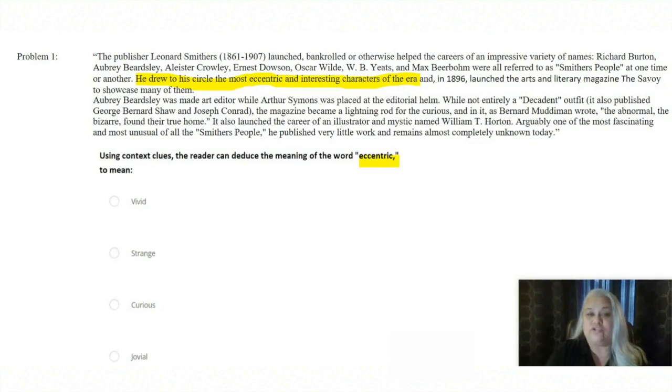He drew to his circle the most strange and interesting characters of the era. This could potentially be the answer because we do agree that the people are different based on how that context is used in the sentence. Next, the choice is curious. He drew to his circle the most curious and interesting characters of the era. In this particular sentence, the word curious wouldn't necessarily make sense because we really don't know if the people were curious or not. And the final choice, jovial, we're not really sure what that word means exactly in terms of this sentence, so this would not be our best choice. Therefore, through the process of elimination, strange would be the best answer choice for this particular passage.